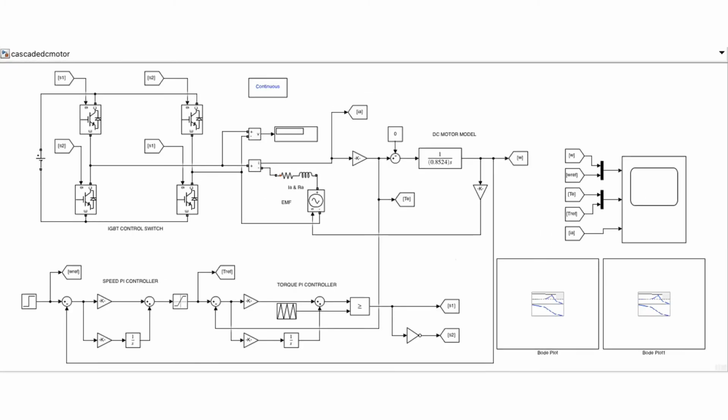Here is the full view of a cascaded control structure controlled by a PI controller connected to the motor.